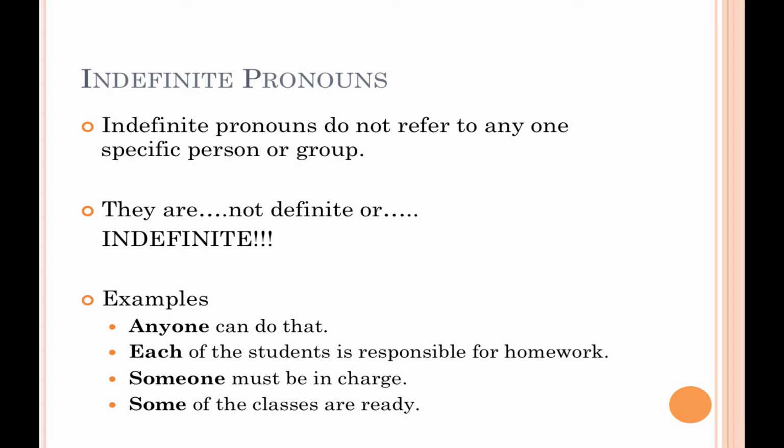By the very definition of it, someone is indefinite. We don't know who that is. There is no name. If we want to say that Tommy is in charge, we would use he, because we know that Tommy is he. But since we're not sure and it's indefinite, we would use the indefinite pronoun someone.